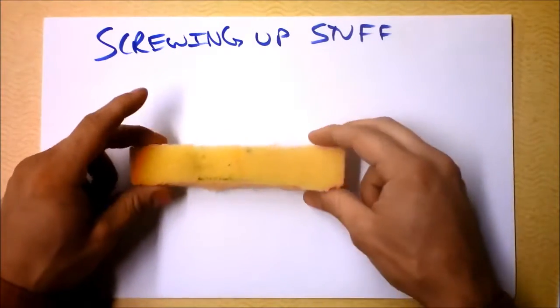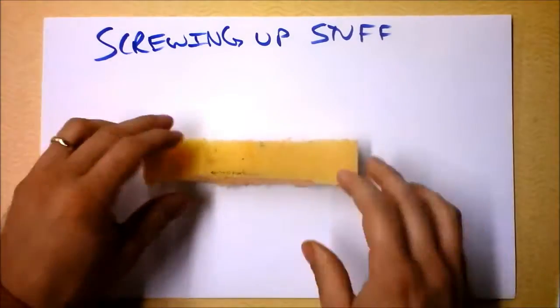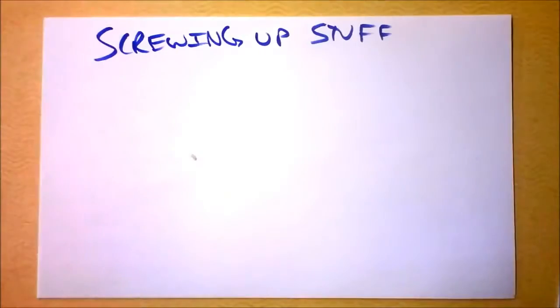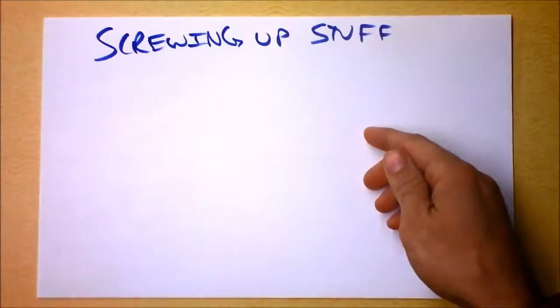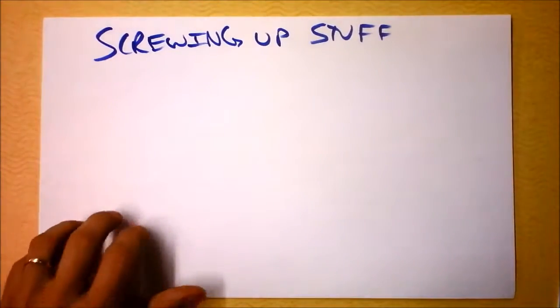to change. If I pull it too hard, then I'll go out of the elastic regime and into the plastic regime where it will be permanently damaged. But I'm not going to let that happen because I want to predictably and reversibly screw up stuff. So here we go to our first bit of screwing up stuff.